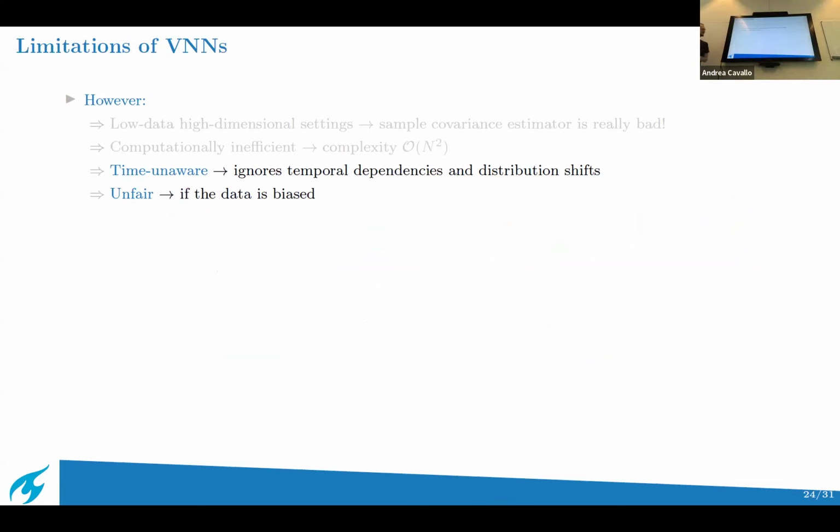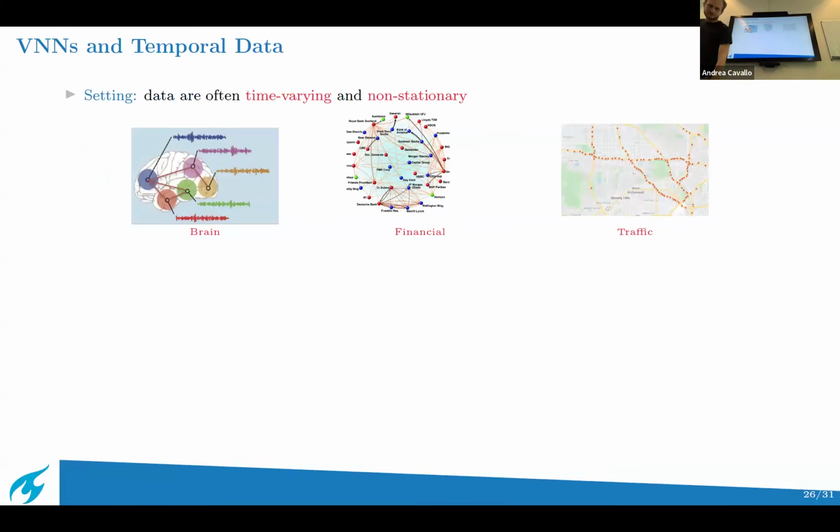So this kind of solves two problems. Can we have an estimator that works well in case our true covariance is sparse, and can we make the model more efficient? We still want to deal with two more settings, which I will just briefly touch upon. One is, what if our data is temporal? We've discussed dynamic graphs before. And what if we have some bias in the data? So let's start from the temporal one.